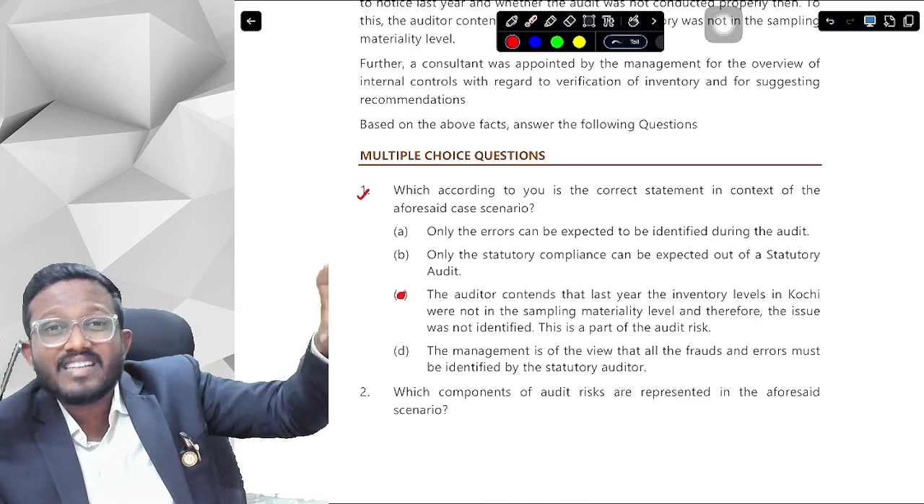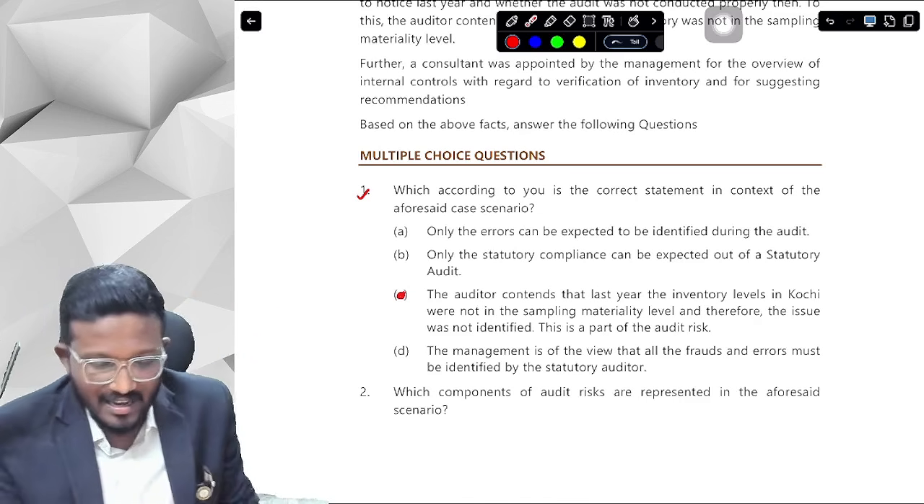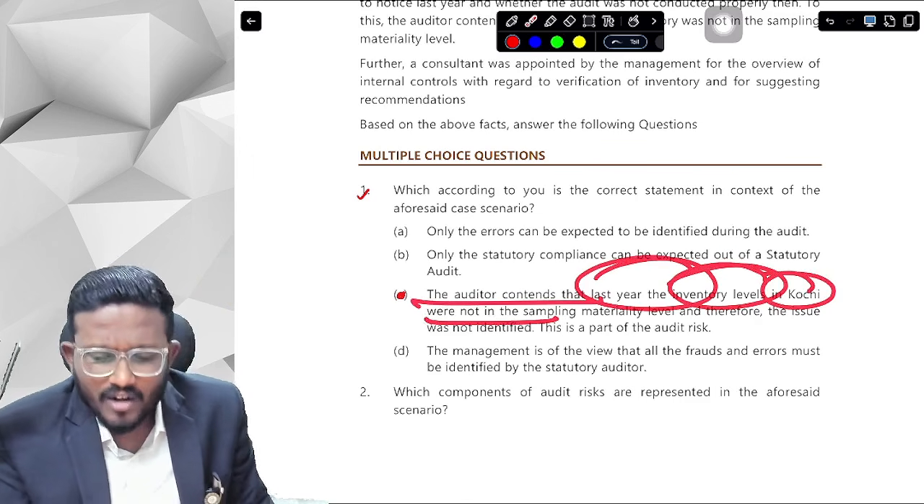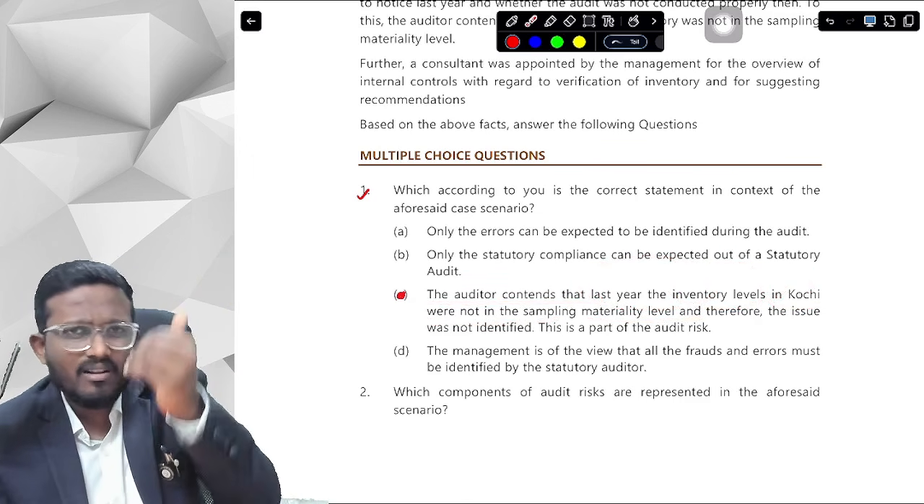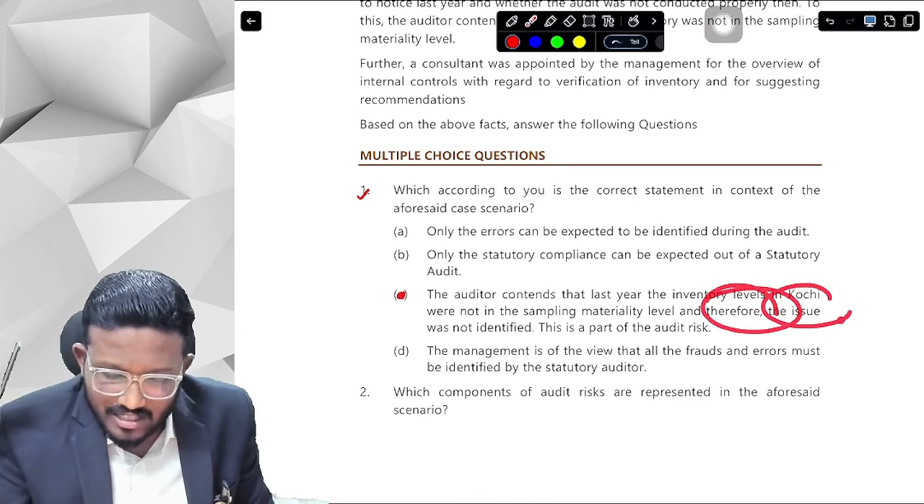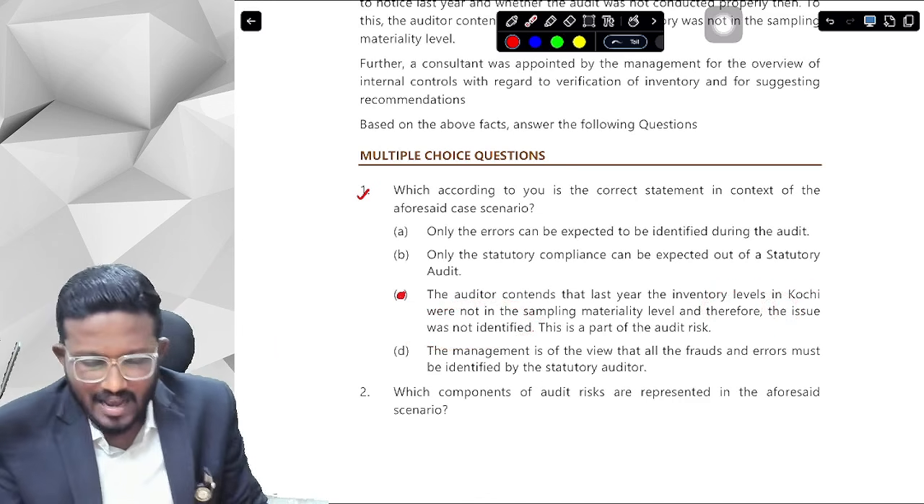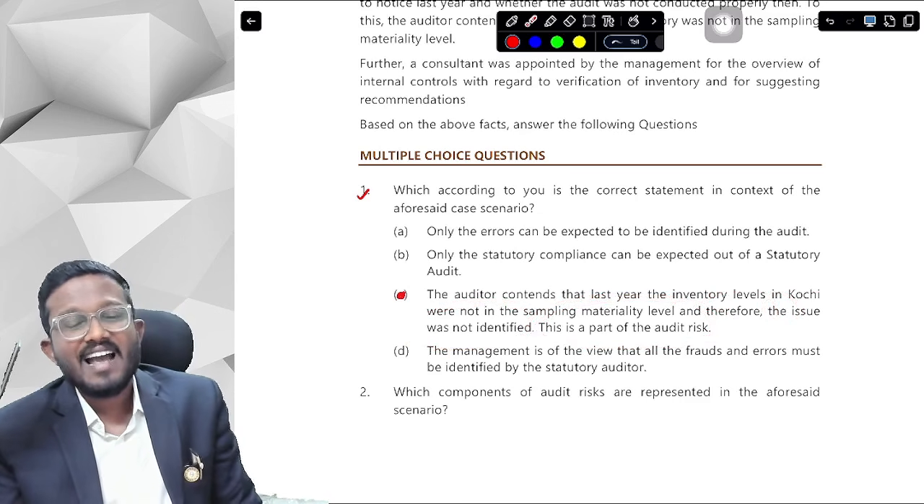But there was misstatement in Kochi branch, so the auditor is contending that last year the inventory levels in Kochi were below the sampling materiality level, and therefore this issue was not identified. The previous issue in Kochi was not identified because it was not material, and this is part of your audit risk. And audit risk is what, sir?